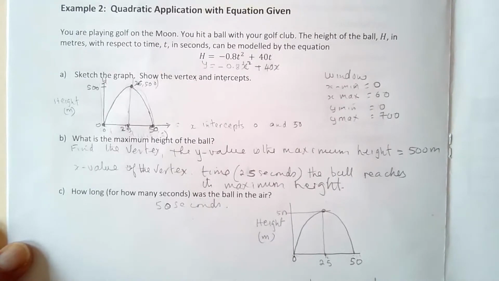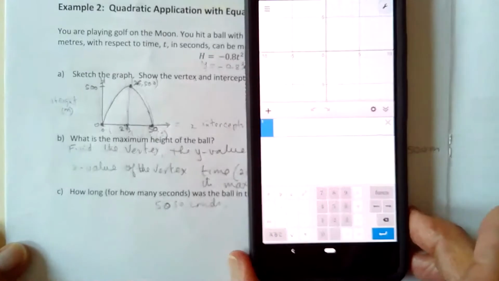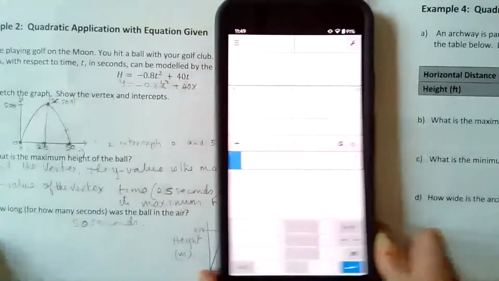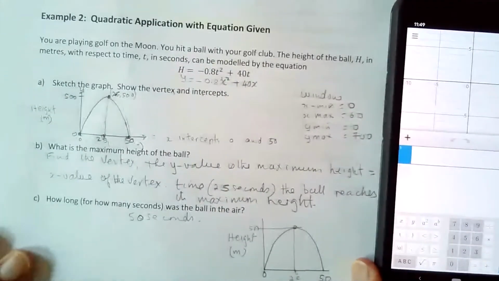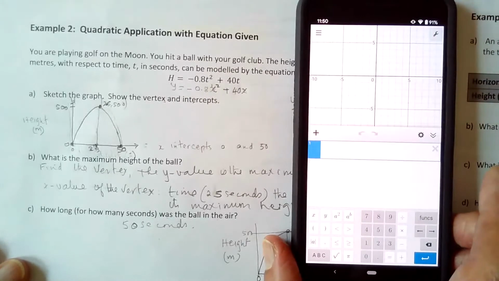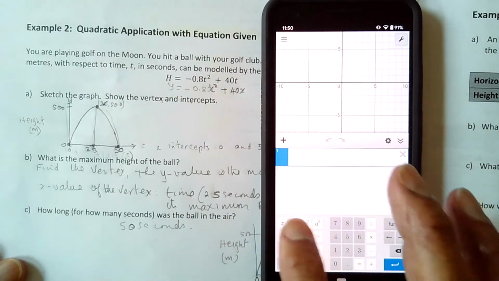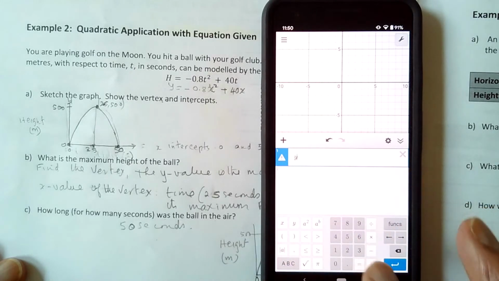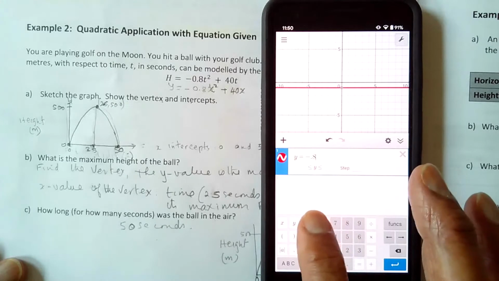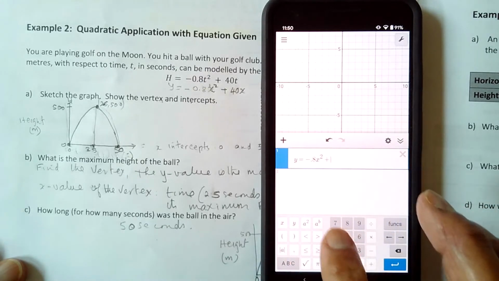Okay. Now, if you were to use Desmos, the same principle would apply. So we'll have our equation in Desmos. We have y equals negative 0.8x squared plus 40x.